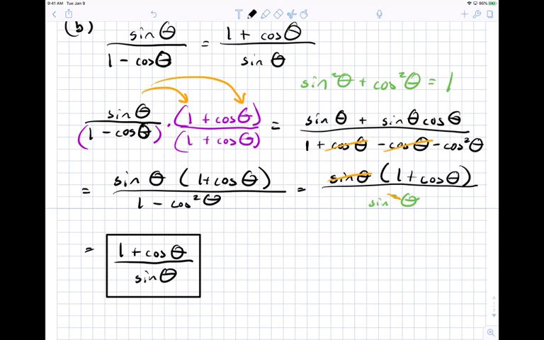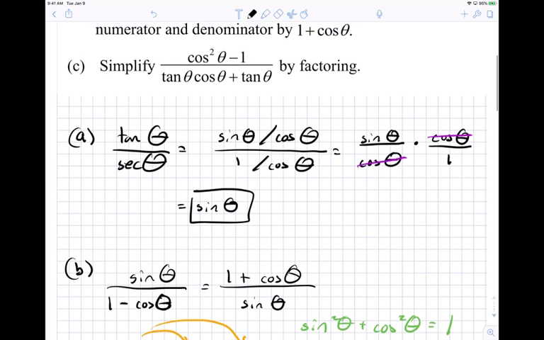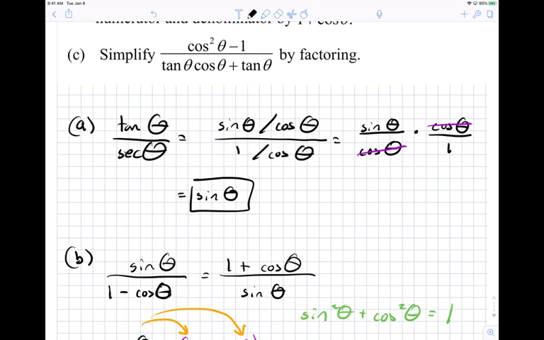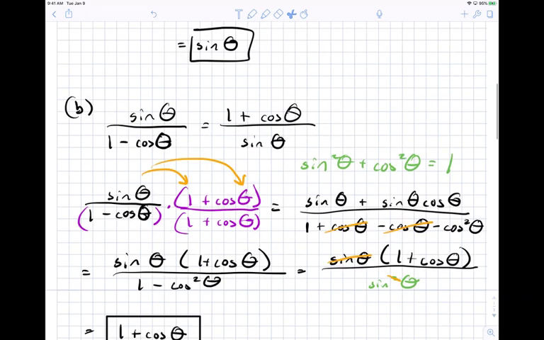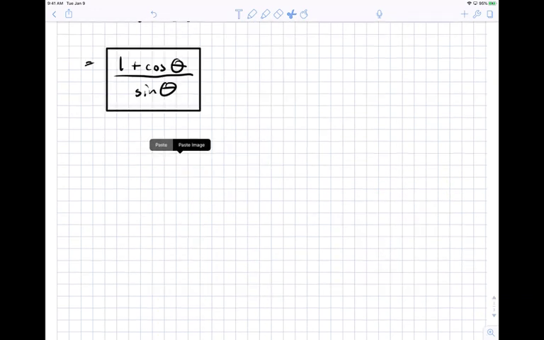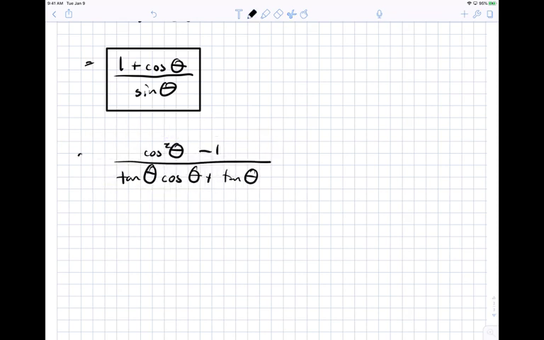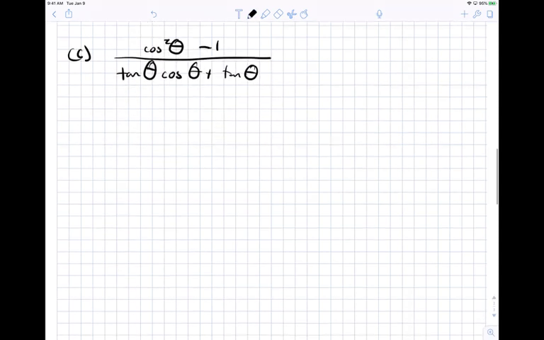Okay, let's do another one. So then C, actually to simplify this, it says by factoring. Let me get a copy. So we have tan theta cosine theta plus tan theta under cosine squared theta minus 1. Okay, it says by factoring. Okay. So, can you factor the top for me? What does the top factor into?